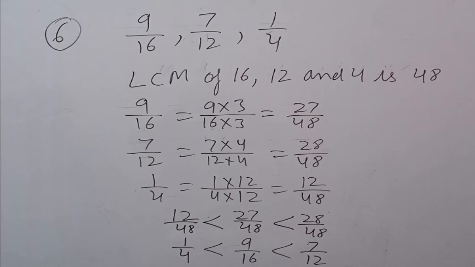12 upon 48 we derive from 1 upon 4, so 1 upon 4 is the first fraction. 27 upon 48 we get from 9 upon 16, so 9 upon 16 is the second fraction. And 28 upon 48 we get from 7 upon 12, so 7 upon 12 is the third fraction. So 1 upon 4, 9 upon 16, 7 upon 12 are arranged in ascending order of magnitude. With the help of this question, you can do the other part of question number 6.